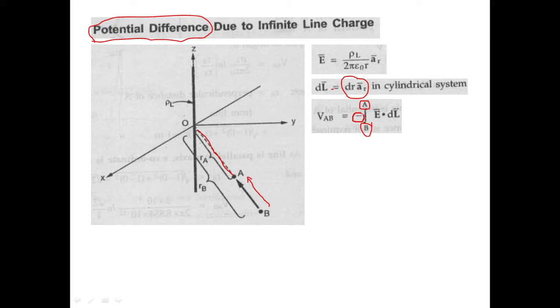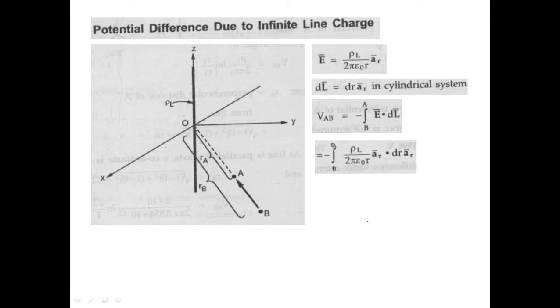And this negative sign is because when we are moving the charge from point B to point A in the presence of this electric field or infinite line charge, the external source has to do the work. That is why we have this negative sign. Now this is the formula. We know what E vector is and we know what DL vector is, so just substitute those two. What do we get here? The limits are RB to RA, just write it, it is not shown here. E vector is rho L divided by 2 pi epsilon naught R into AR cap, and DL vector is dr into AR cap. So this is E vector and this is DL vector. We have to find the dot product of those two.